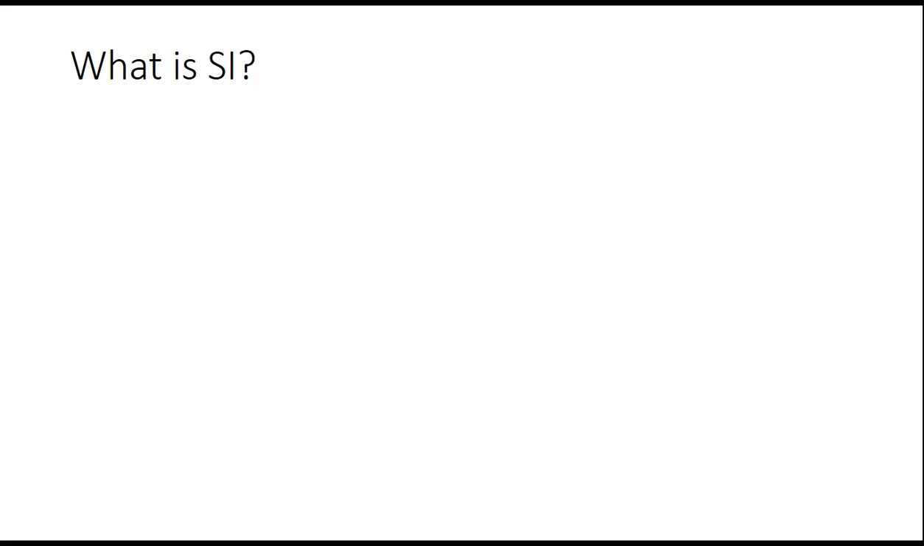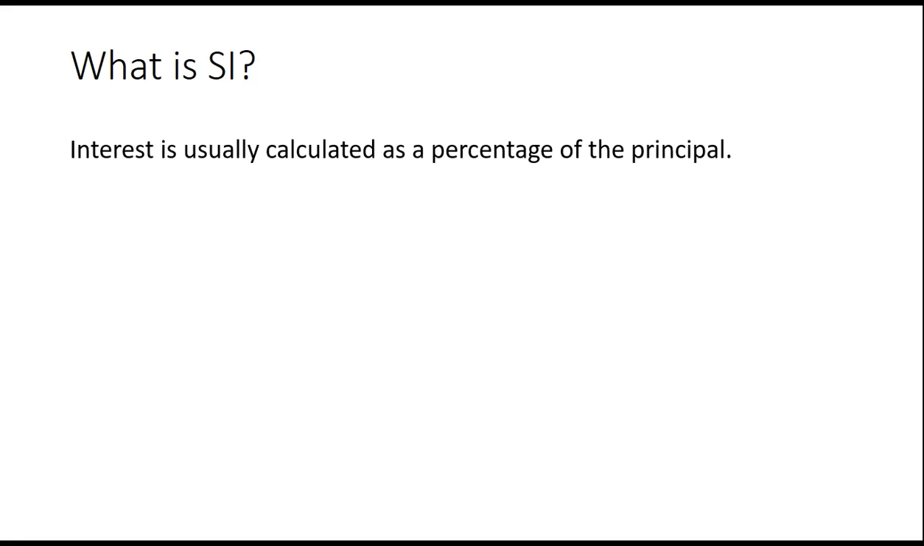So we charge interest. The amount charged for the use of money is called what? Interest. So when you give out your money to someone, the person wants to use it, you charge the person an extra amount for using that money. So that's what we call interest. I hope you're following. Interest is usually calculated as a percentage of the principal. So this means interest is equal to what?